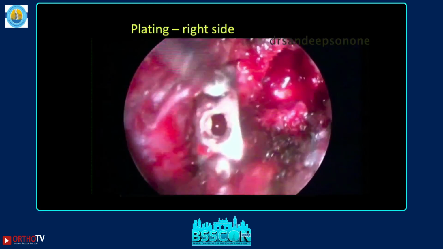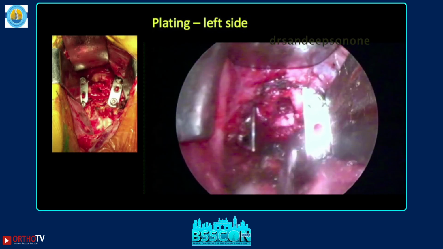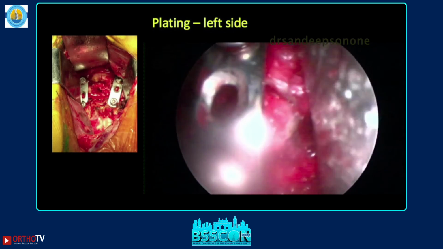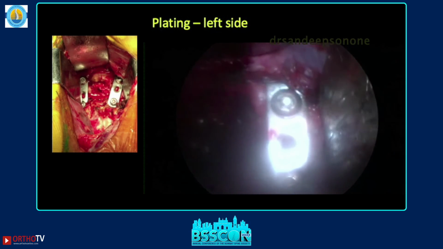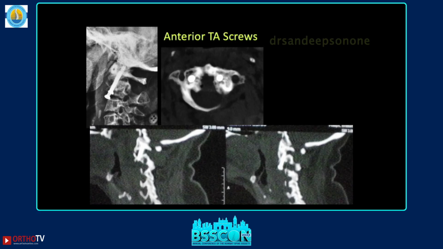So that's the plate on the right side and the plate on the left side. That's the complete instrumentation on either side. In most of the acquired cases, more often than not, this is good enough. However, in congenital cases, additional posterior instrumentation might be required. That's the pre-operative and the post-operative X-ray, which shows good reduction of the C1 C2 joint complex. Similarly, anterior transarticular screws can be used in these cases wherever they are feasible, which compresses the whole construct anteriorly and aids in fusion.